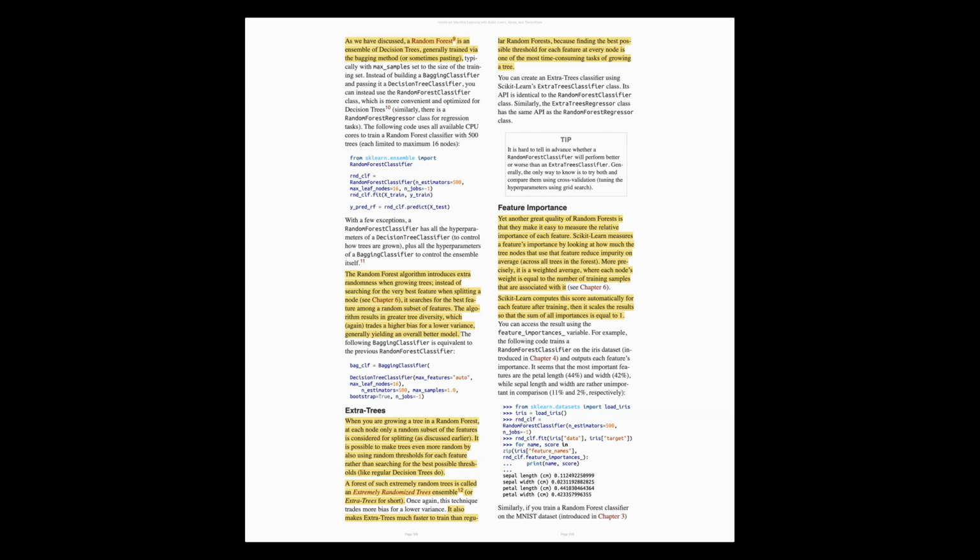He says that in the very first paragraph that Sarem has already highlighted. When you're growing a tree, read the paragraph right after extra trees, and it's exactly what Joseph says. Or you mean this? No. When you're growing a tree in a random forest, at each node, only a random subset of the features is considered for splitting.